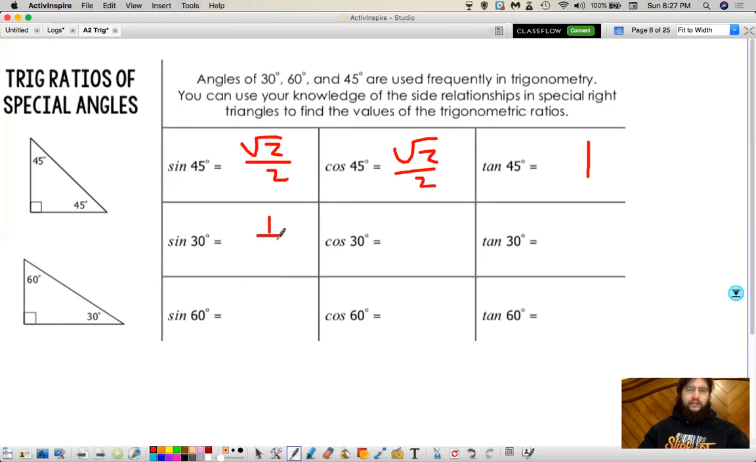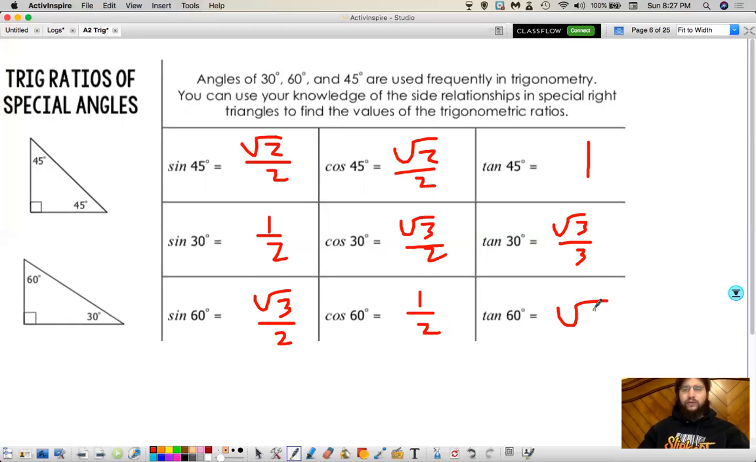Sine of 30 is a half. Cosine of 30 is square root of 3 over 2. Tangent 30, well, that's 1 over square root of 3, which is square root of 3 over 3. Sine of 60, that's square root of 3 over 2. Cosine of 60 is a half. And if we do that, that's square root of 3 over 1, which is just square root of 3. So that comes back from those two triangles we just drew a minute ago.